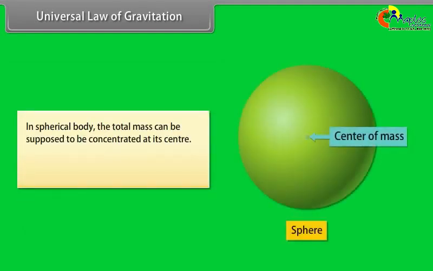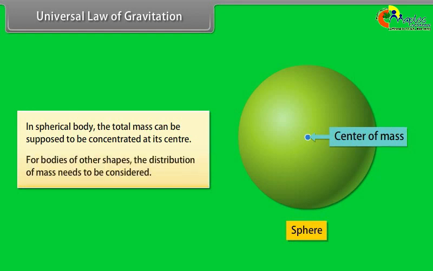In a spherical body, the total mass can be supposed to be concentrated at its center. For bodies of other shapes, the distribution of mass needs to be considered.